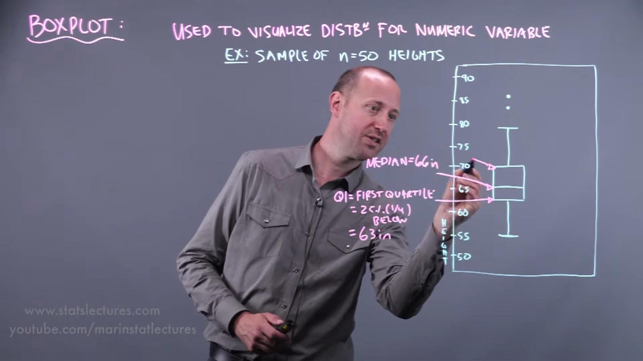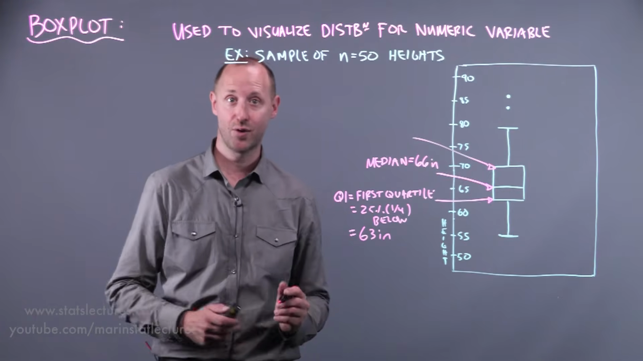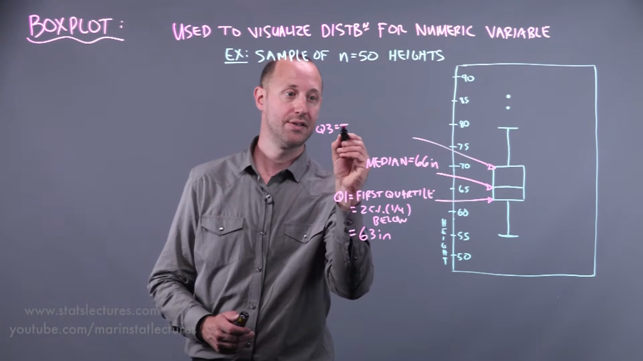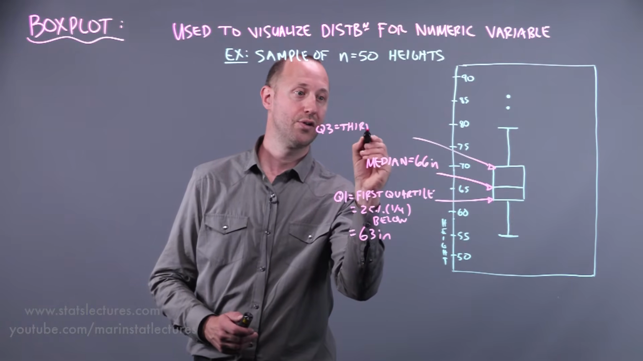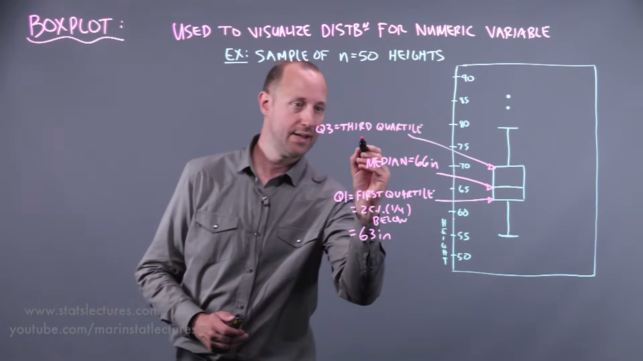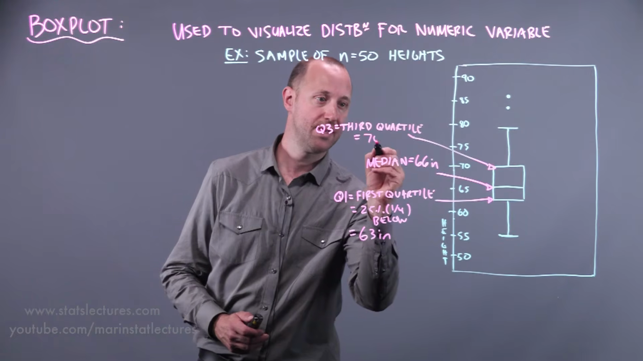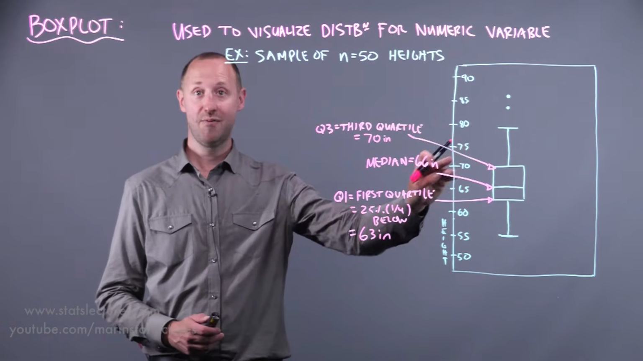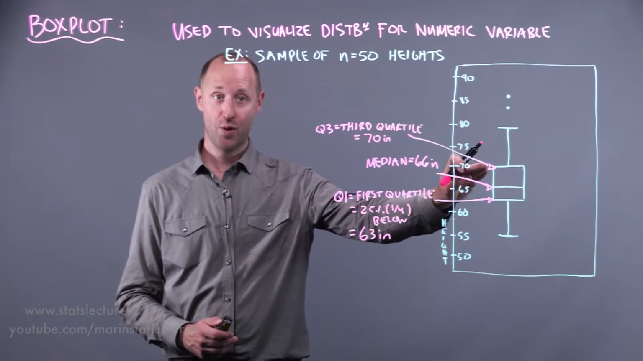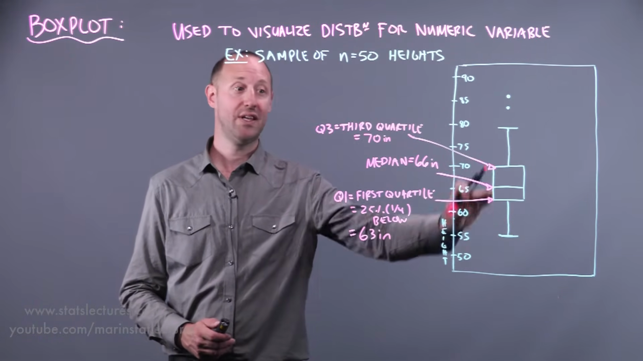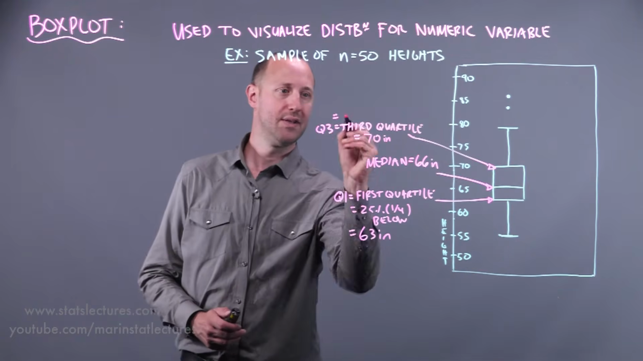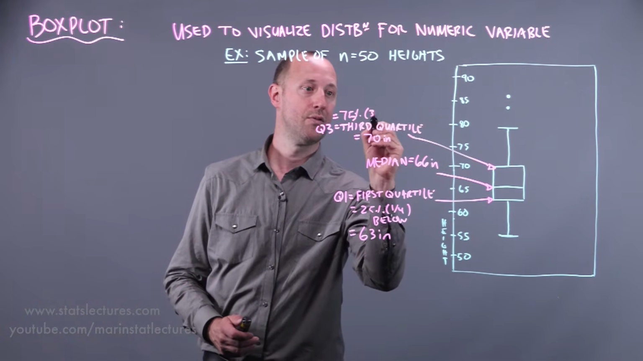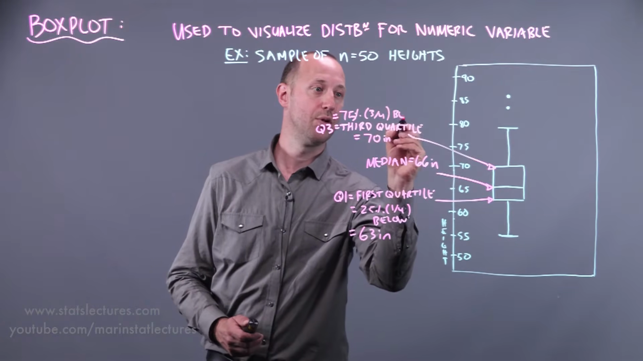The top of the box here shows what gets called the third quartile, abbreviated Q3. So let's write that here. This is the third quartile, and it looks like it's about 70 inches. So again, in our sample, 75%, or 3/4, have a height of 70 inches or less. And let's write that here for completeness' sake: 75% or 3/4 are below this value.